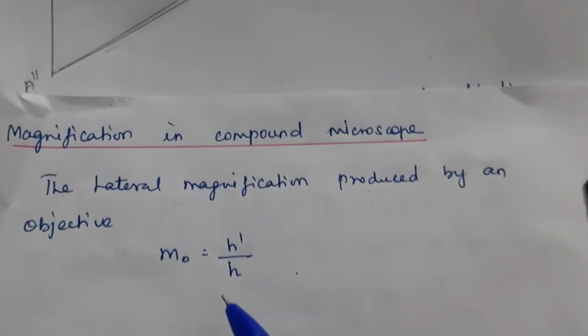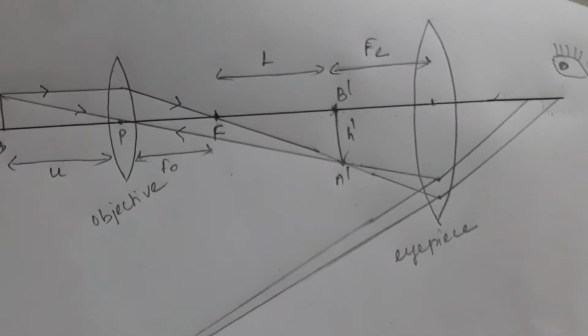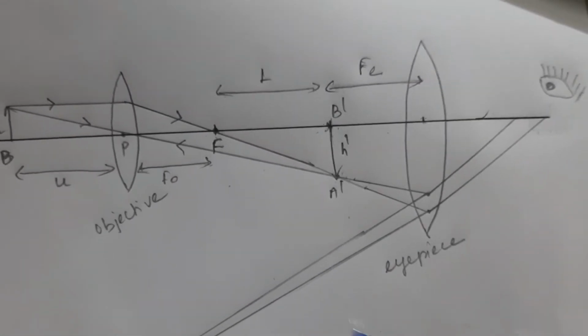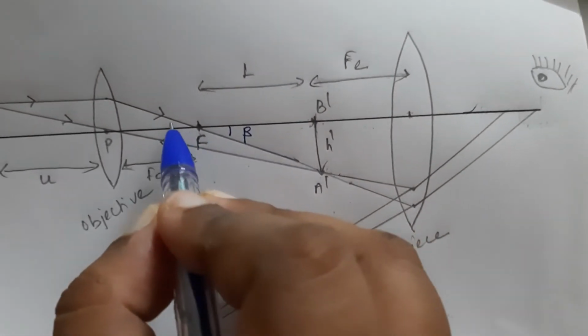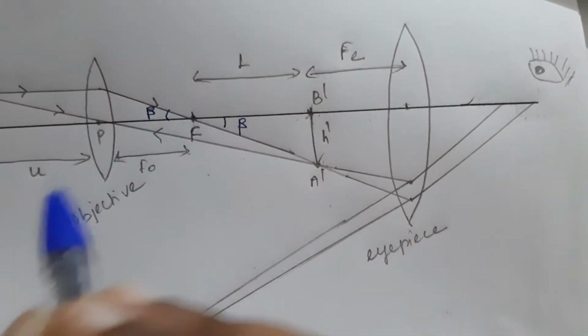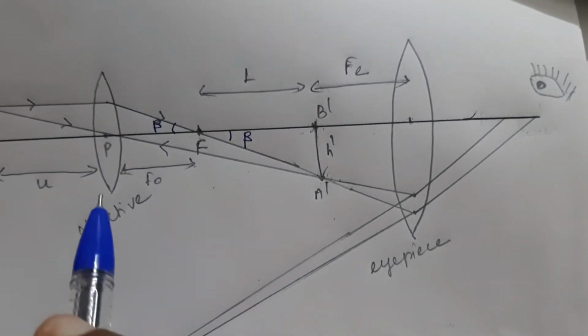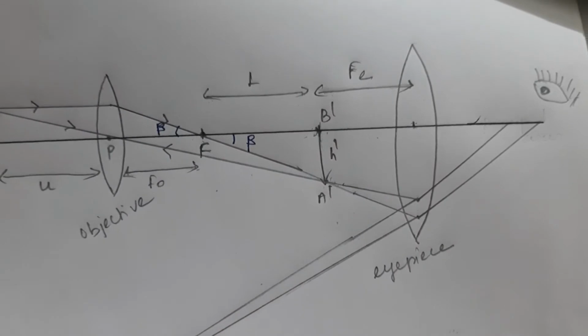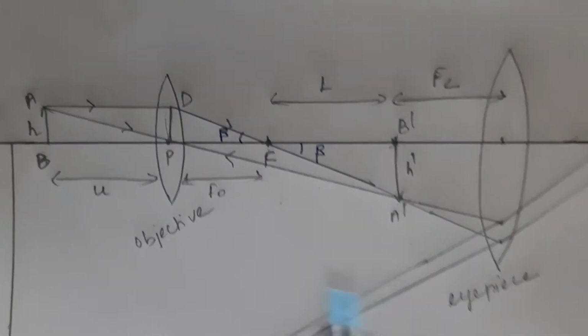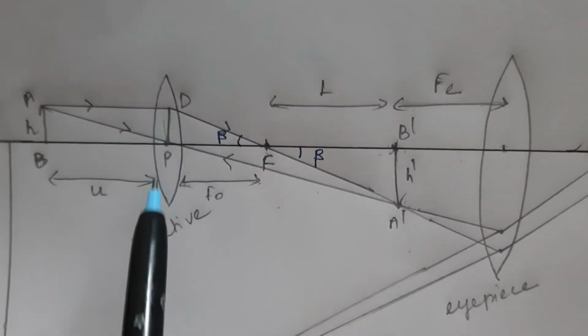Now I'm going to take the figure. In the figure I'm going to take this angle as beta. If this angle is beta, this angle is also beta. Now I'm going to take this triangle, that is DPF.